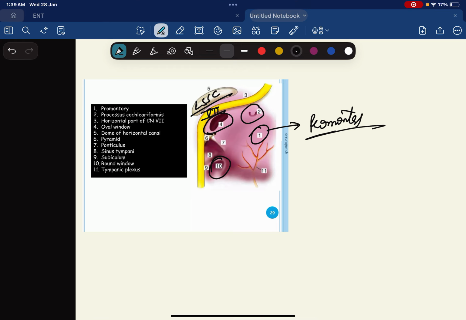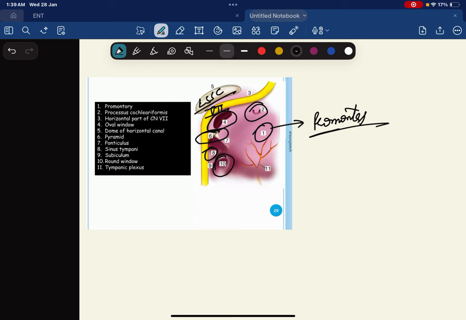There's a process called processus cochleariformis, which is for the attachment of tensor tympani, and this is the pyramid, which is for the attachment of the stapedius muscle. Below the pyramid is the sinus tympani, which is nothing but a recess where the residual cholesteatoma remains, and below this sinus tympani there is the subiculum, which is this area.